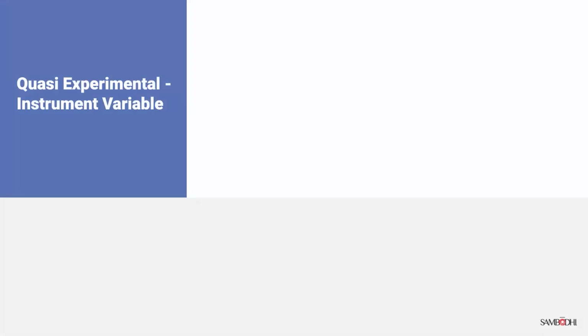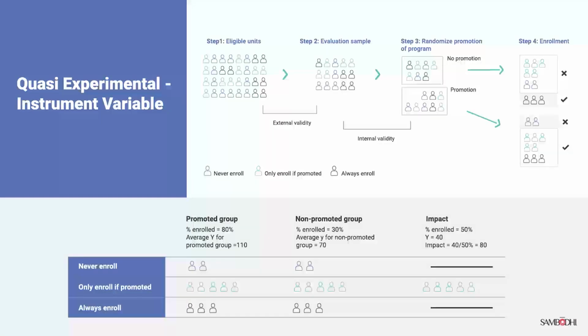The instrumental variable of quasi-experimental research can be understood with the help of the following diagram. In this example, first, one needs to identify the population which is eligible for such an evaluation. Out of the eligible population, the evaluation sample is then drawn out. Following these steps, two groups are identified. That is, treatment group, where the promotion is done, and the control group, where no promotion is done. After this, enrollment is listed. Finally, when the evaluation is taken over, it turns out that the promoted group leads to 80% enrollment, and the non-promoted group leads to 30% enrollment. This ultimately leads to an impact of 50%.